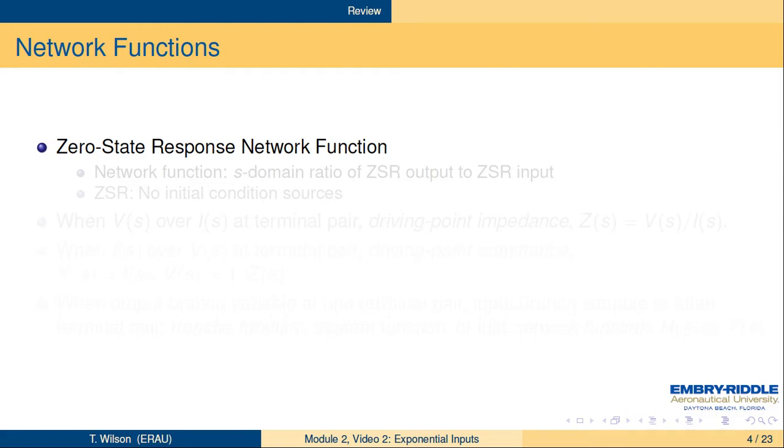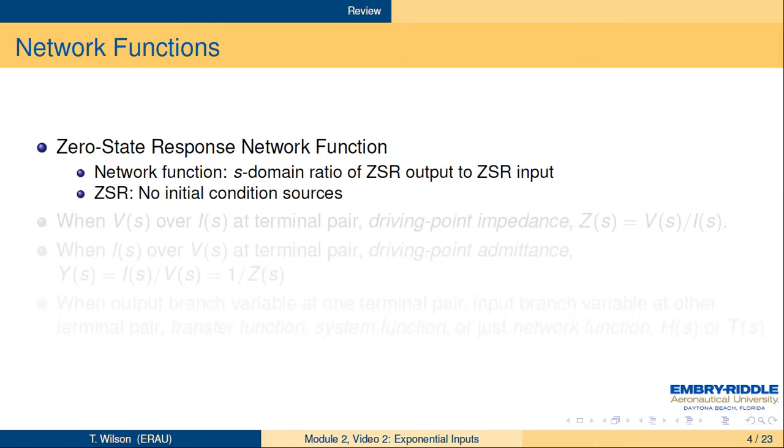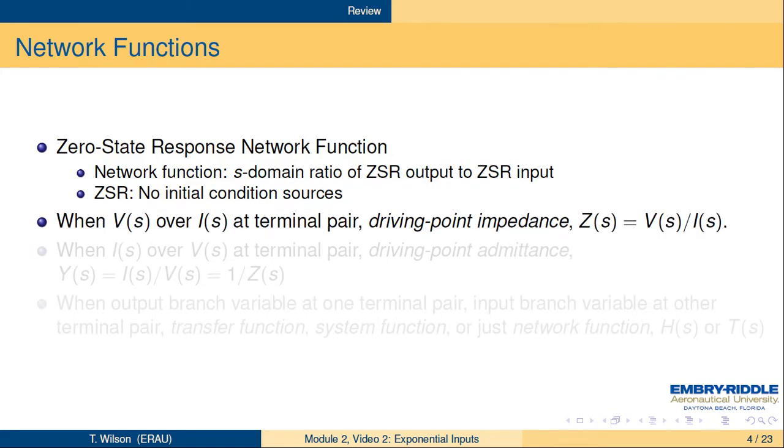Previously, we found the concept of the network function, which was a zero-state response attribute of circuits. In the zero state, it's the ratio of the S-domain output to the S-domain input. And by zero state, we mean there are no initial conditions. Our inputs are of the form 0 for t less than 0, so there is no stored energy in the circuit at t equals 0. And when we do circuit analysis in those cases, we don't have to use the initial condition sources on capacitors and inductors. It simplifies our world.